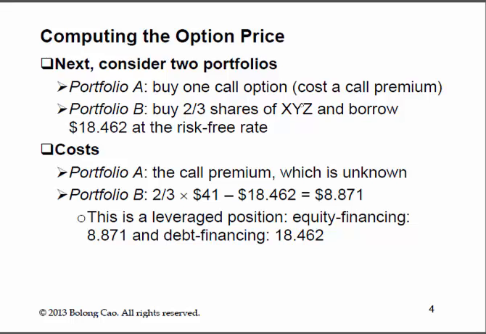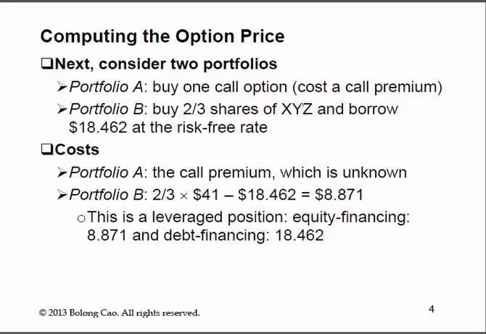So what do we do in portfolio B? We buy 2/3 shares of XYZ, okay? 2/3 shares of the underlying asset, and we borrow a debt of $18.46 at the risk-free rate. So again, what have we done? We do not buy the whole share. We buy a portion of that share of the underlying. And then we borrow a certain amount of money at the risk-free rate.